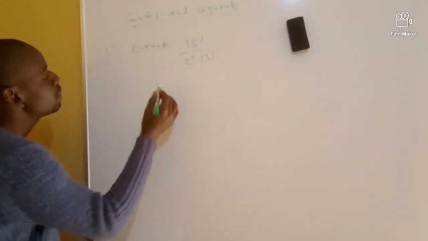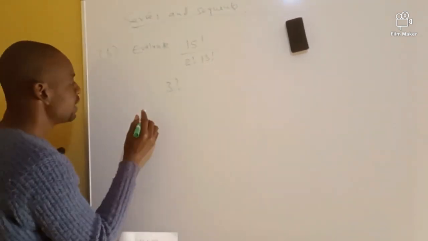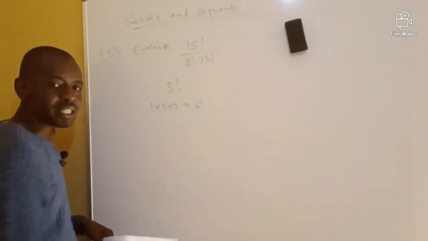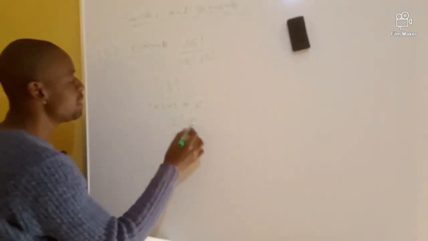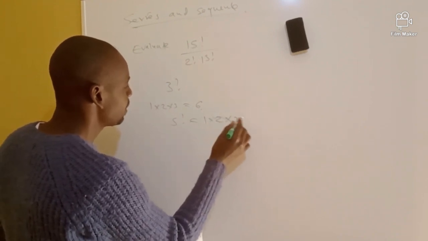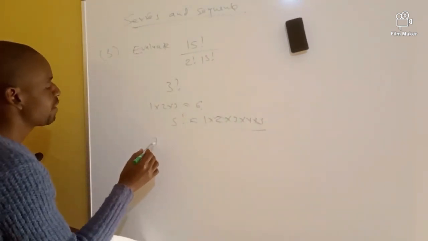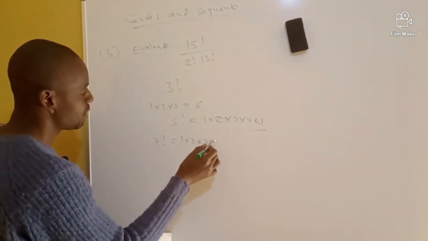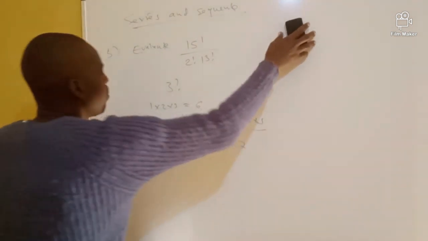For example, if you have 3 factorial, that simply means 1 multiplied by 2 multiplied by 3. So this one is 6. When you have 5 factorial, it means 1 multiplied by 2 multiplied by 3 multiplied by 4 multiplied by 5, up to that number. If you have 7 factorial, it means 1 multiplied by 2 multiplied by 3 up to 7. So it's just as simple as such.